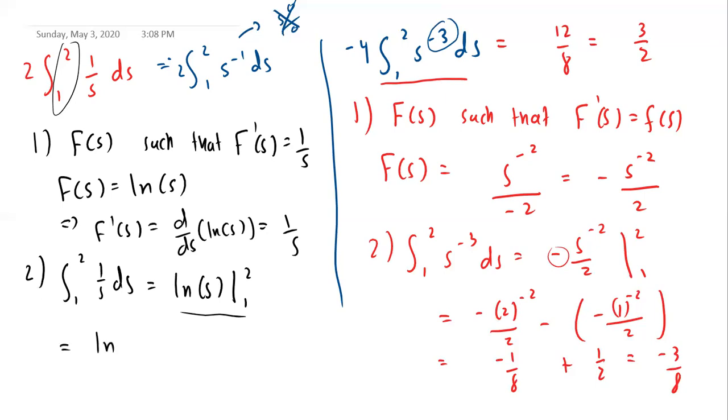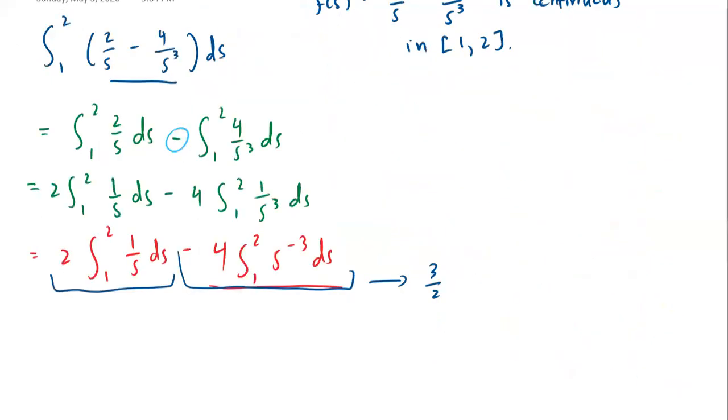Well, just evaluate the natural log at the upper boundary minus the natural log at the lower boundary. ln of 1 is 0, so this is just ln of 2. Okay. Remember, we still have to multiply by 2, right? Because we left this 2 on the outside. So this whole thing is 2 ln of 2. So let's go back here. That part was 3/2. This was 2 ln of 2.